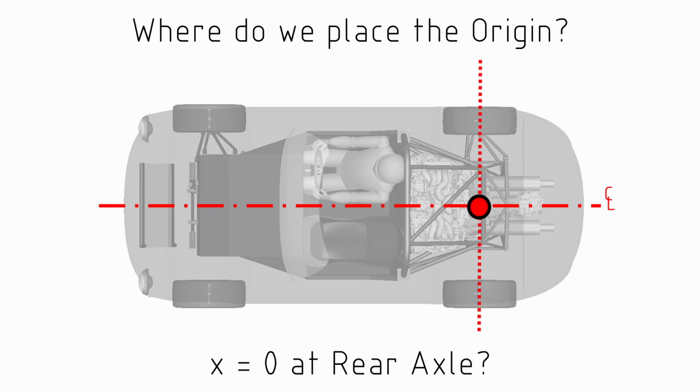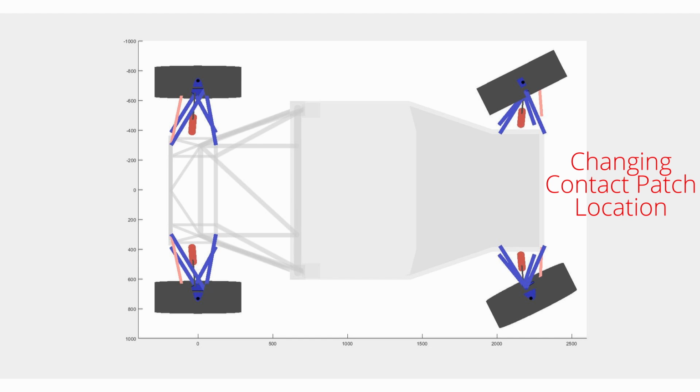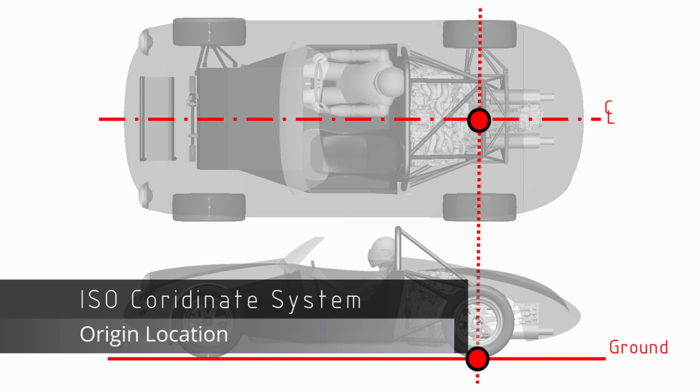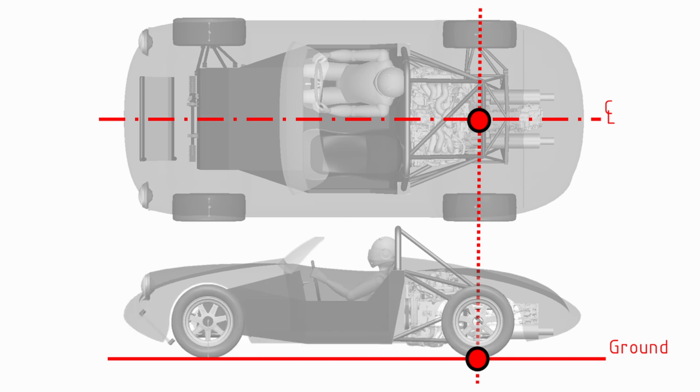Now, I'll generally put the coordinate system at the center of the rear axle, and the main reason for that is when the front wheels steer, their contact patches on the ground will actually move forwards and rearwards. So the center line of that front axle will often change its location. So I'll be using an ISO coordinate system with an origin along the center line of the car on the ground and aligned with the rear axle.